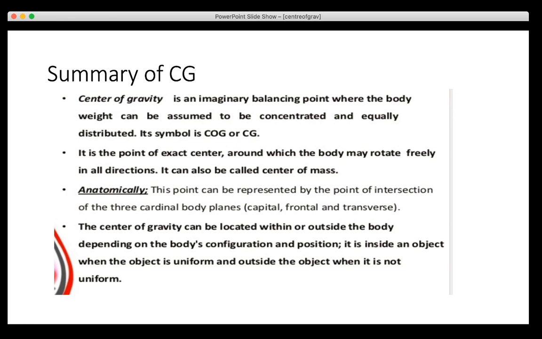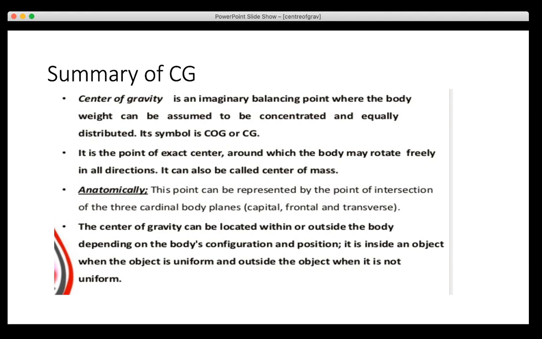Anatomically, this point can be represented by the point of intersection of three cardinal body planes. Body planes you all know: transverse plane, sagittal plane, frontal plane. The point where all these three planes intersect is also known as the CG, center of gravity point. So anatomically you can define CG this way also.